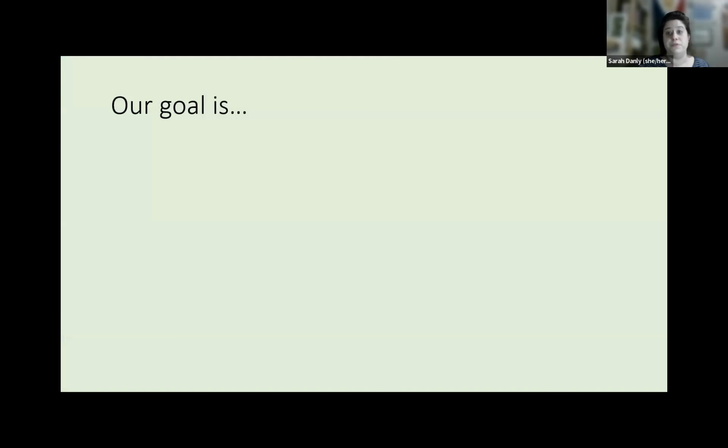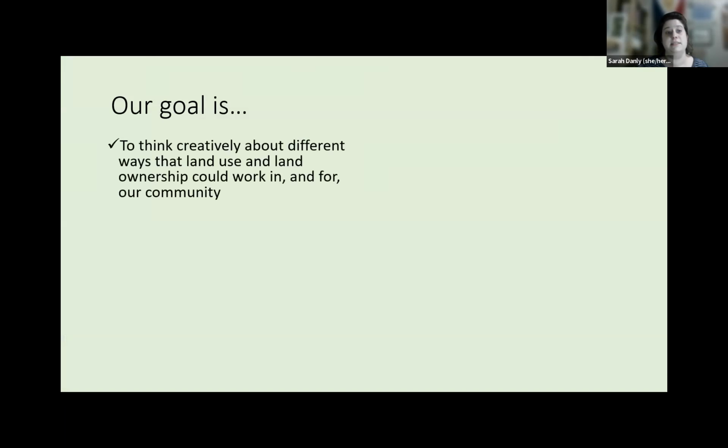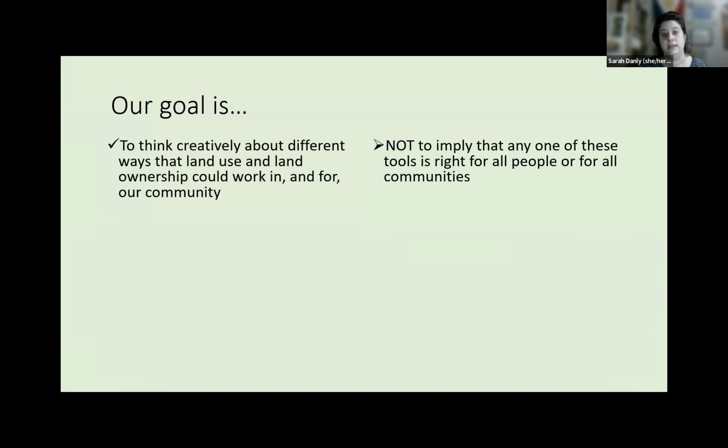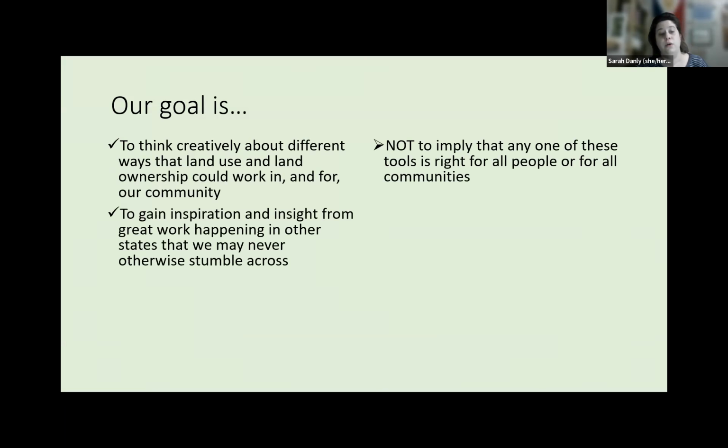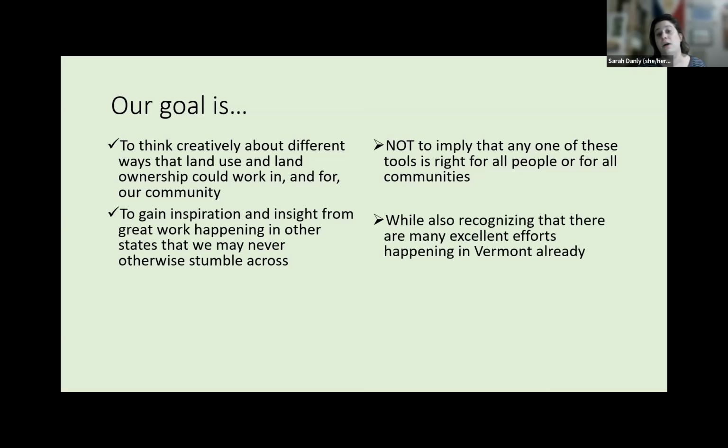So what are our goals for the series? One of our goals is to think creatively about different ways that land use and land ownership could work in and for our community, not to imply that any one of these tools is right for all people or for all communities. We're also hoping to gain inspiration and insight from great work happening in other states that we might not otherwise stumble across in our day-to-day work, while also recognizing that there are many excellent efforts happening in Vermont already, and we hope that one of the functions of this can help people connect with each other.